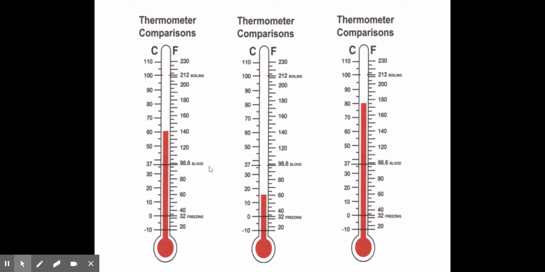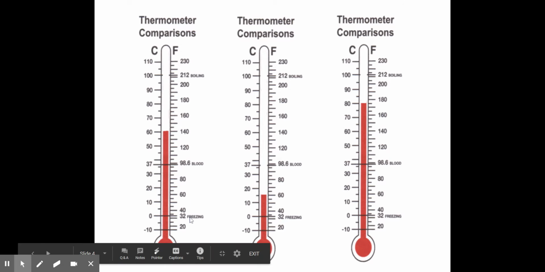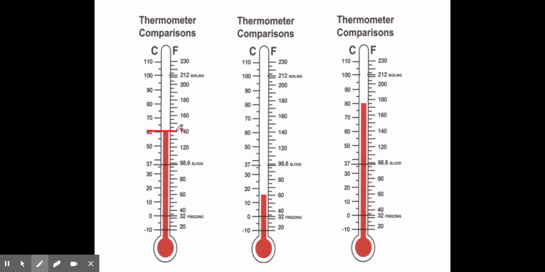Now, we've got some thermometers here, and I'm going to read the actual scale. So those key points I did leave on here. And this thermometer right here, if I were looking at this height, that is reading at about 60 degrees Celsius, and that equates to 140 degrees Fahrenheit. This thermometer here, I'm going to look at the height of the red liquid. I'm going to draw in my line again. That is reading at 15 degrees Celsius.